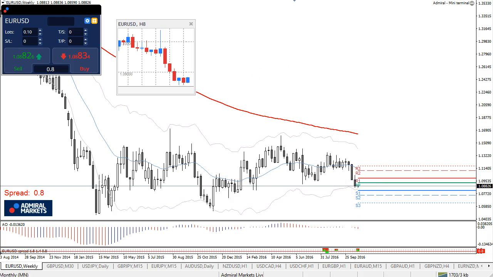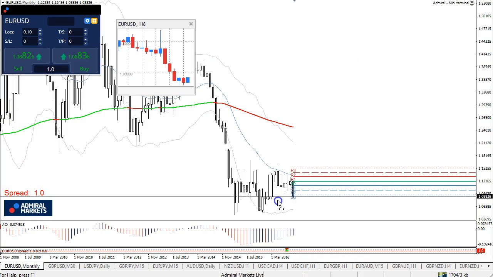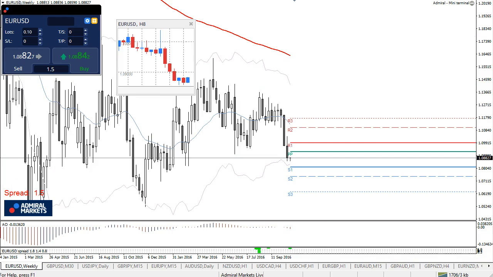Monthly pivot points will be the same. It will be interesting to see how price responds to this S3, as you can see. So that's just basically the long-term view.